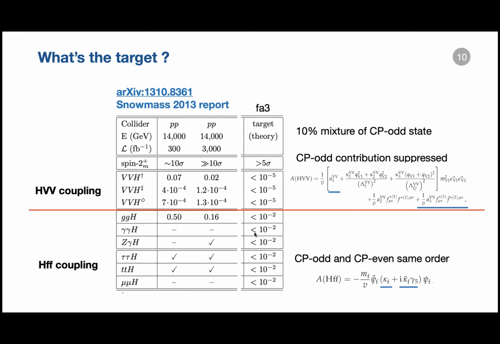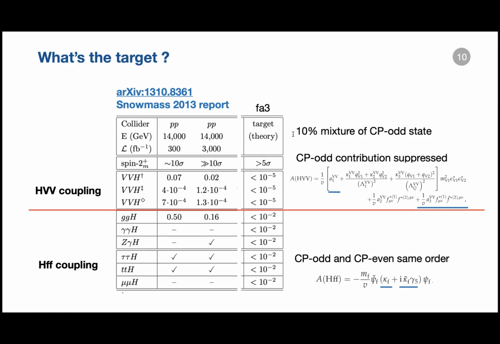And the target here is set up when you think there is a 10% mixture of the CP odd state. This number comes from combining all the constraints from experimental measurement and also very plausible theory predictions that is compatible with the Standard Model, yet gives room for CP violation to explain the matter-antimatter imbalance. Target 10% mixture of CP odd.